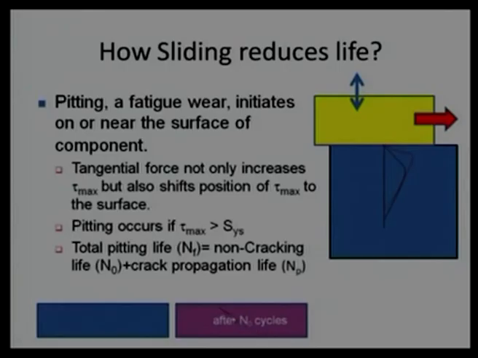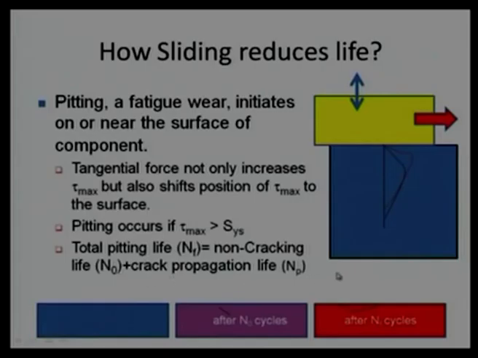After N0 cycles, some crack is generated over here. After NF cycles, we are saying that these NF cycles are counted after N0. That means once it reaches N0, the counter starts again.